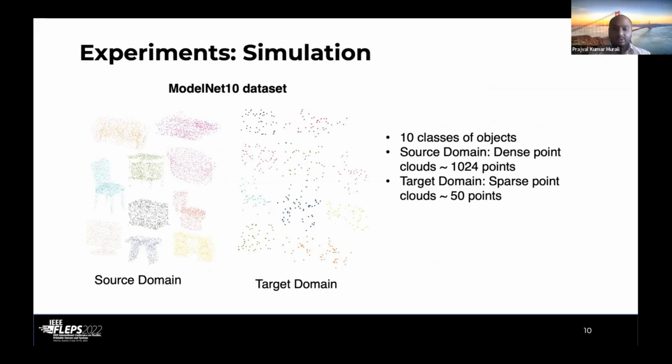We ran experiments first in simulation. So we use the ModelNet10 dataset. The ModelNet10 dataset consists of about 5,000 different CAD models of objects, which are in 10 classes. We then sampled dense point cloud data from these objects and then sparse point cloud data. The dense point cloud data consists of about 1,024 points, whereas the sparse point cloud ranges between 10 to 50 points. What we want to do is basically train on the source domain and use an unlabeled subset of the target domain to do domain adaptation, and then try to see how it works on very sparse points.